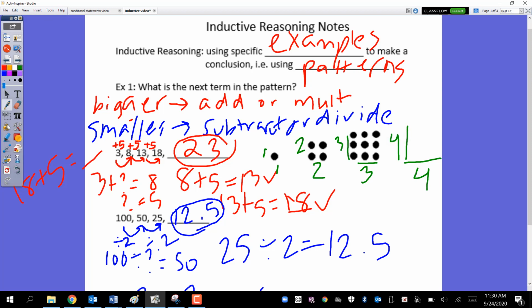So all you have to do is draw that. It does not need to be beautiful. 1, 2, 3, 4. 1, 2, 3, 4. And you have to fill in all the dots.